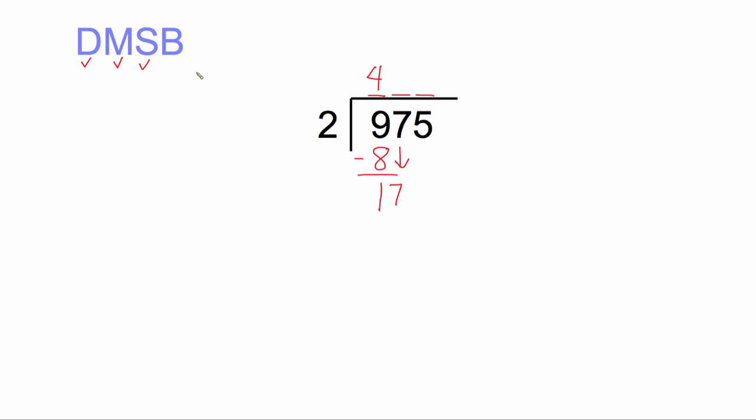Next, we start over again. How many times can 2 go into 17? 2 can go into 17 8 times. 2 times 8 is 16. Then we subtract. 17 minus 16 is 1. And then we bring down the 5.